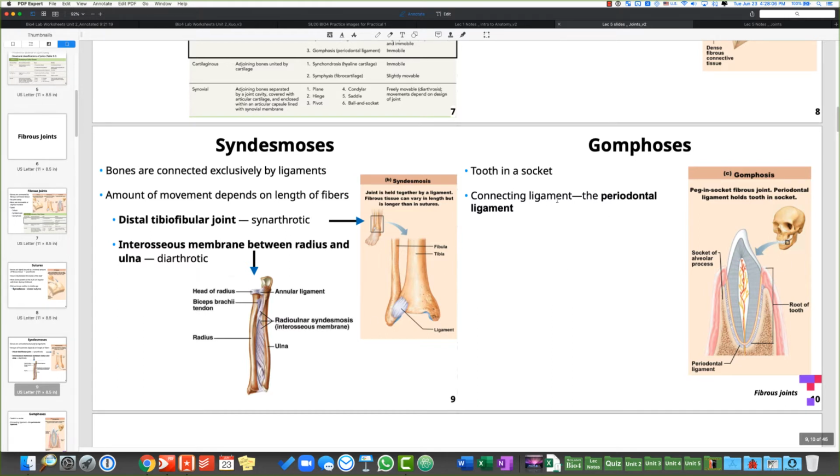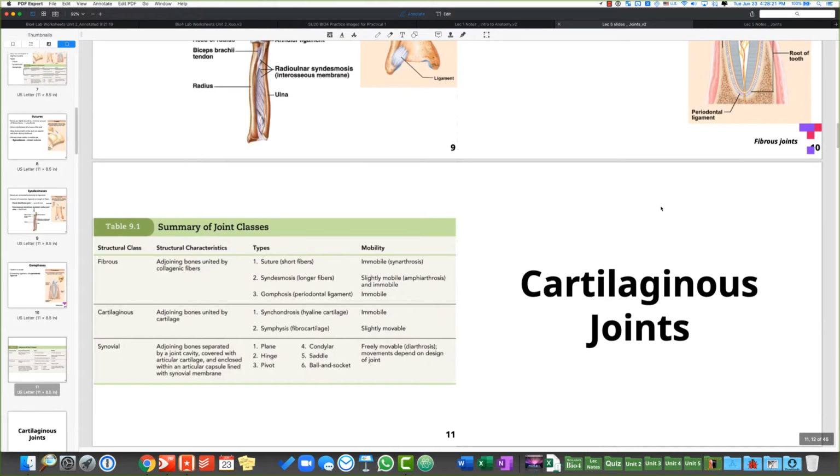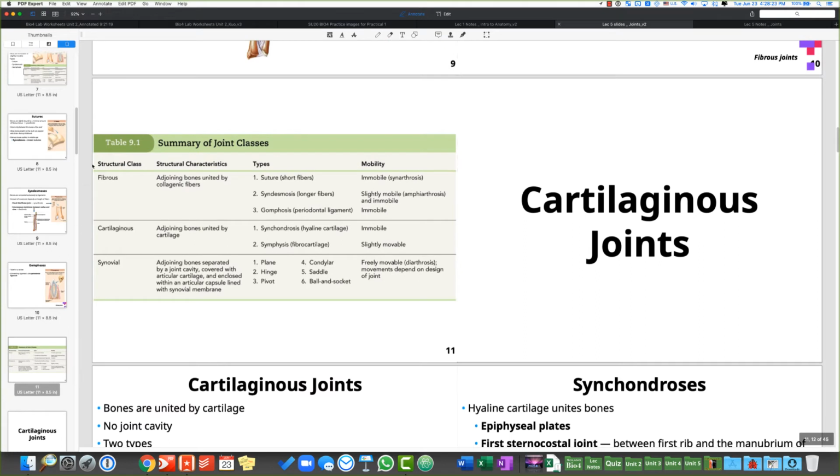Now the gomphosis, as I mentioned, is really only found in your teeth, underneath the root of your teeth. Those are called the periodontal ligament. I included this table again to help you look at the overview of this first structural class we just mentioned.